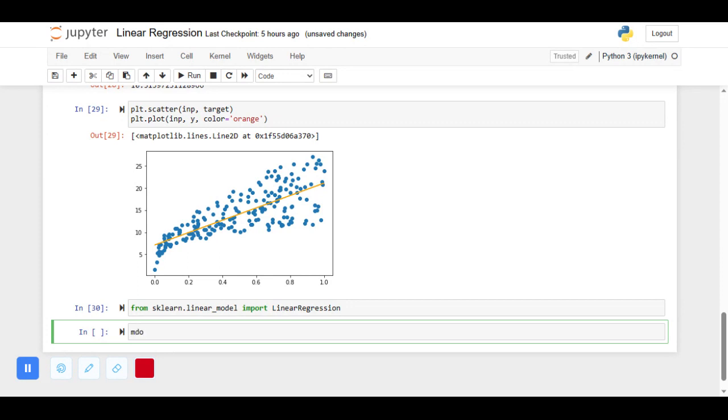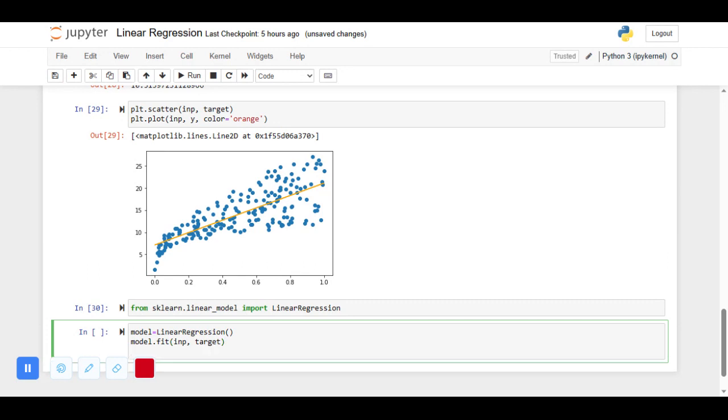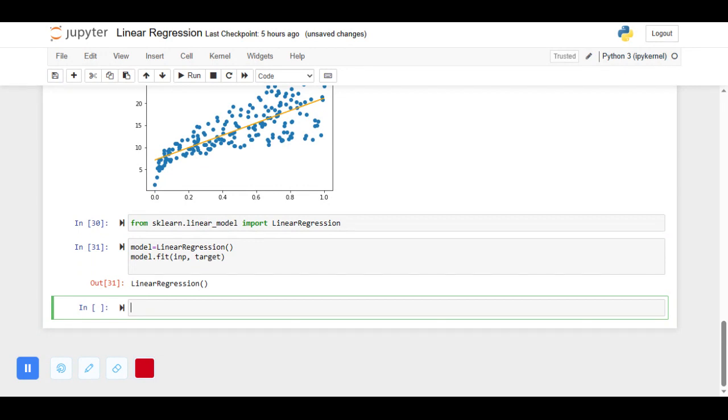We can say that our model is equal to LinearRegression. Okay, so this is our model. Now we will say model.fit with input and target. Okay, so let's run the code. I think it has fitted the model to input and target.